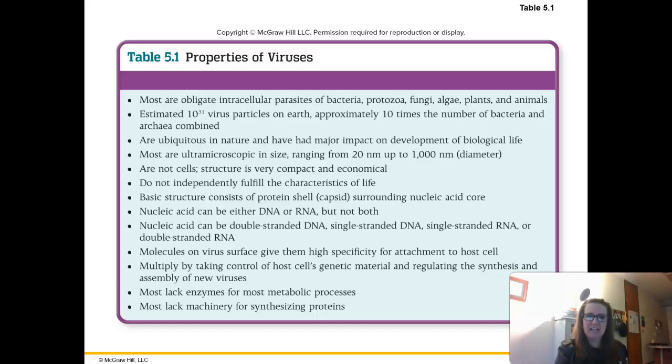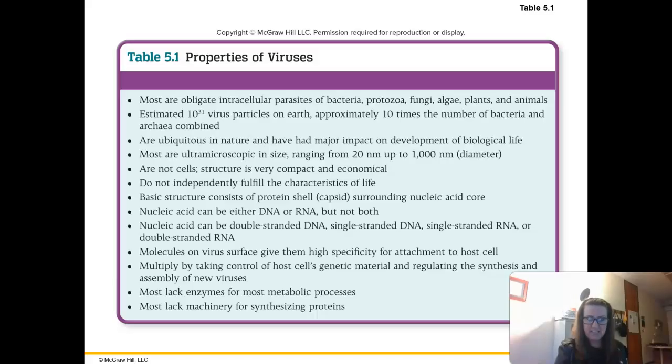Getting back to this idea of not being alive, viruses cannot replicate themselves on their own. They do that by taking charge and control of the host cell's genetic machinery, and then they guide their own, what we call synthesis and assembly of themselves to make more.